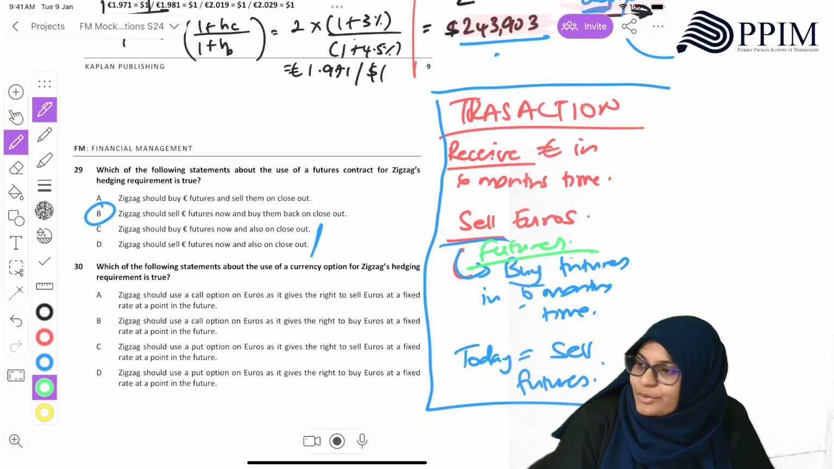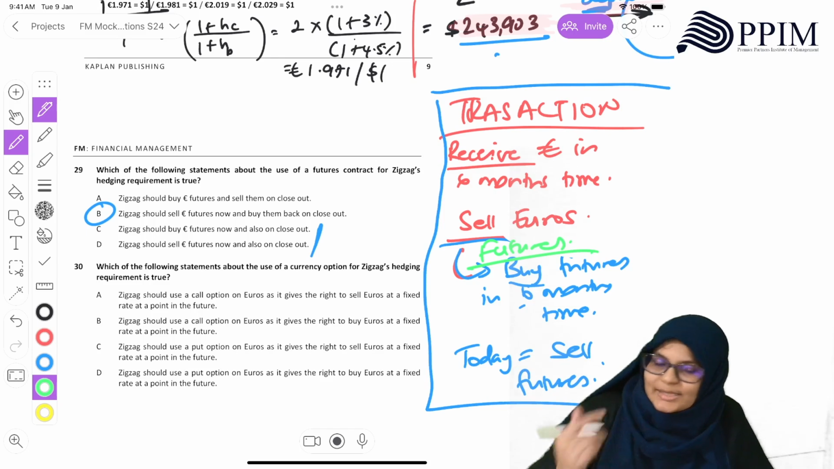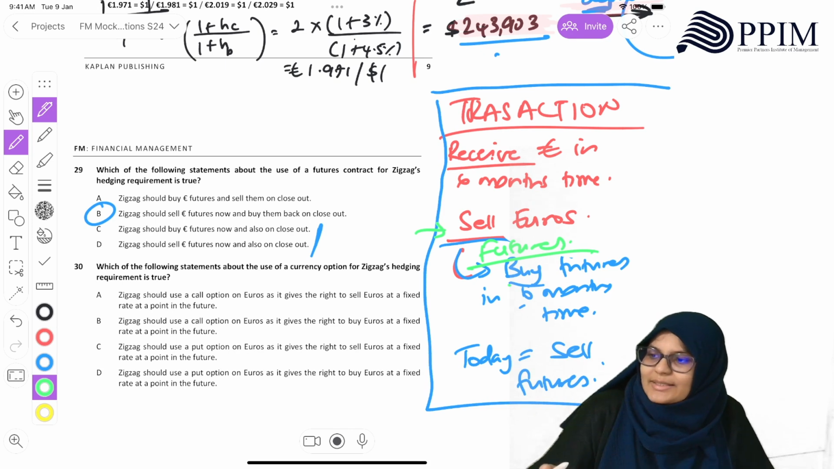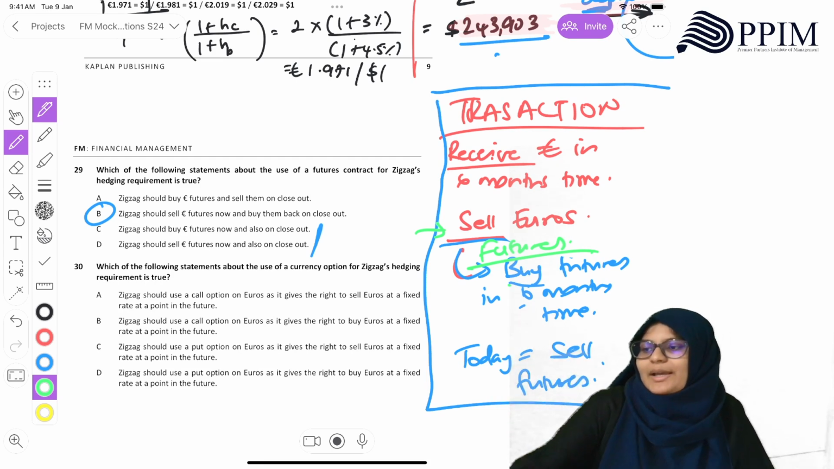You have to sell futures today, because in 6 months you have to do the opposite of what you are doing to the transaction now. In the actual transaction you are selling. That means in 6 months' time for the futures deal you have to do the opposite, you have to buy. So if you are going to buy in 6 months, today you have to sell. If you sell today only, you can buy in 6 months.